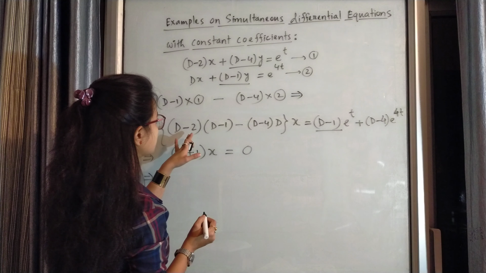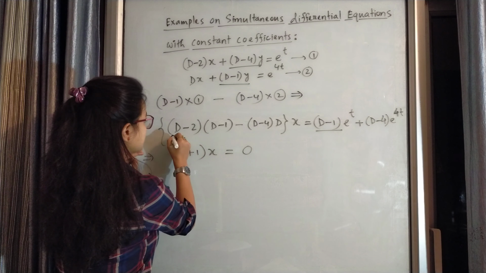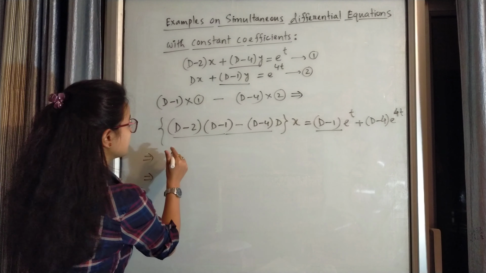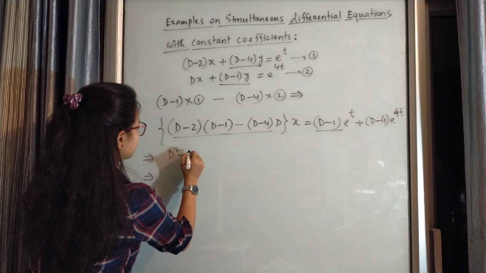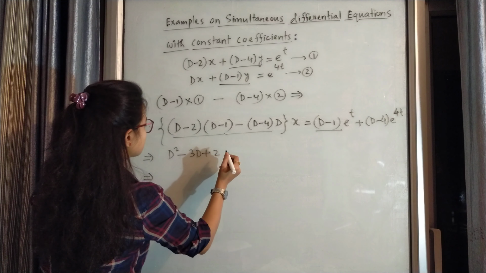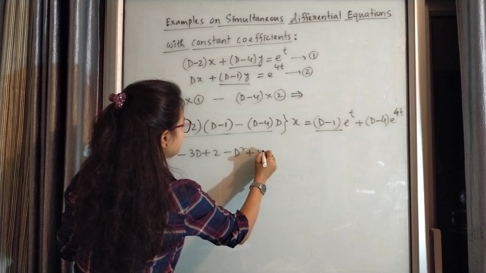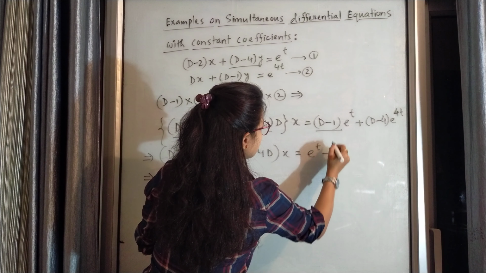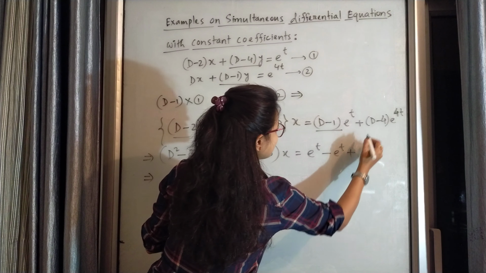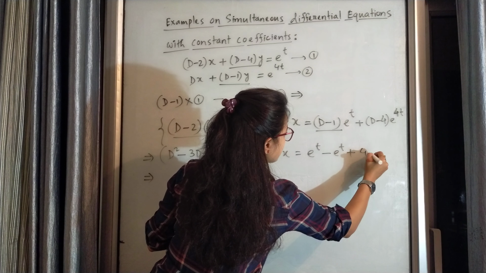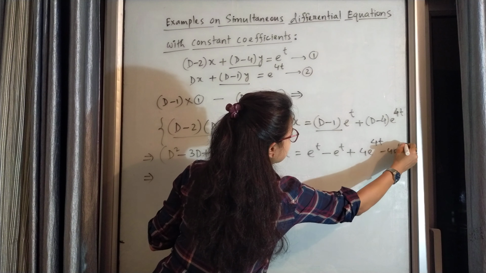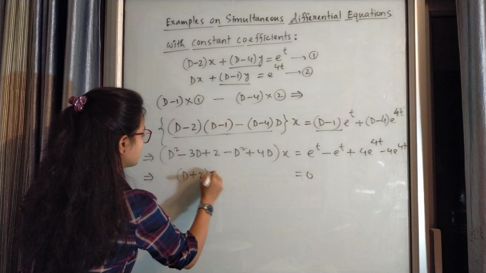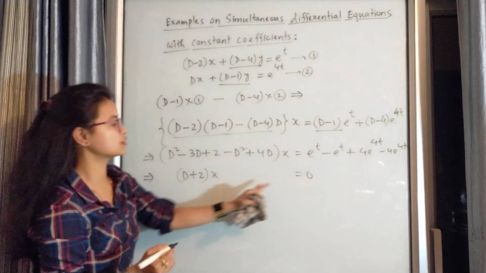Let me verify quickly whether it will come or not. D^2 - 3D + 2 - D^2 + 4D, times x. On the right, D of e^t means e^t minus e^t, and D of e^(4t), D meaning the derivative only, gives 4e^(4t) minus 4e^(4t), so giving 0. This way quickly we can simplify. So it's not D + 1, it's (D + 2)x = 0.